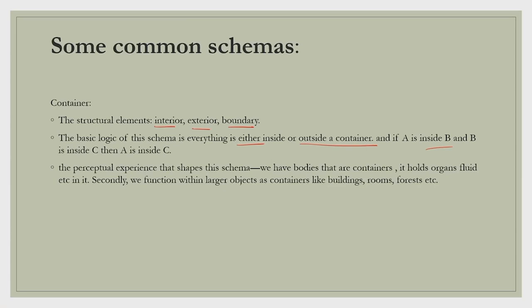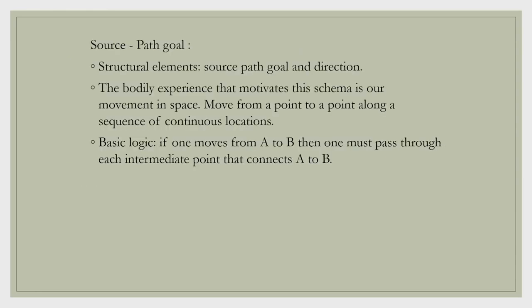And how do we arrive at this simple schema? That is because we experience this containment, the idea of containment, all through our life. Our physical body itself can be thought of as a container. It has all the vital organs and all the processes that are inside it, and so on and so forth. Secondly, we function within larger objects like buildings, rooms, forests, etcetera. So, not only is the body itself like a container, it also is contained by other objects, and more superimposed categories can be thought of. So, basically the idea of containment is a fundamental lived experience which gives rise to the container image schema.